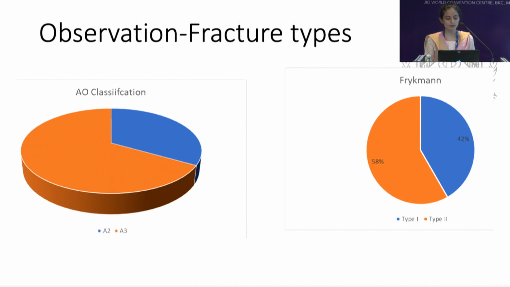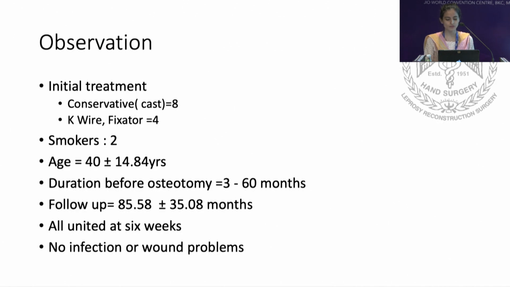in about 66 to 70% of the patients, and A3 in 30 to 33.36% of the patients. And frequency, we noted 58% type 1 and type 2 in 42%. The observation was that initial treatment was conservative in 8 patients, and K-wire and external fixator for 4. There were 2 smokers, with an age in our study of 40 plus or minus 2.